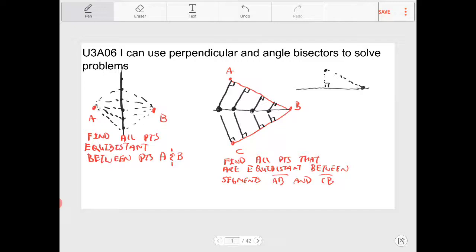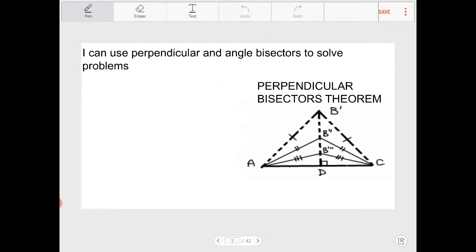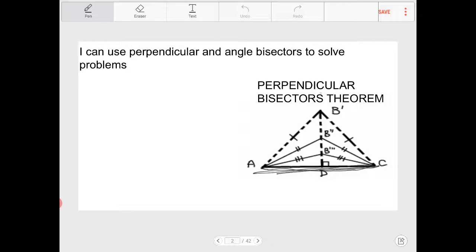So I'm going to talk about the diagram on the left a little bit first, which is going to lead us to the perpendicular and angle bisector theorem. That vertical line, as it turns out, is actually the perpendicular bisector of the horizontal segment. In this case I drew ADC, so these two segments are going to be the same. So this vertical line is the perpendicular bisector. It's going to bisect that segment there. All the different points are going to be the same distance away from the two endpoints.